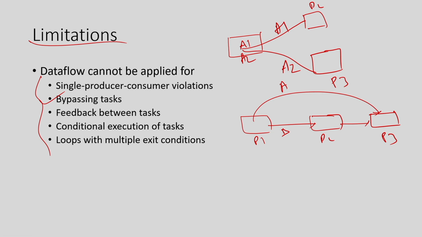Feedback between tasks, obviously, cannot work. If some C is getting produced and it is consumed here, right, then it cannot run in parallel, because there is a complete dependency, until this is done, and then only you can start the next iteration. So, there is no point in implementing data flow. So, if there is a feedback, you cannot implement data flow.